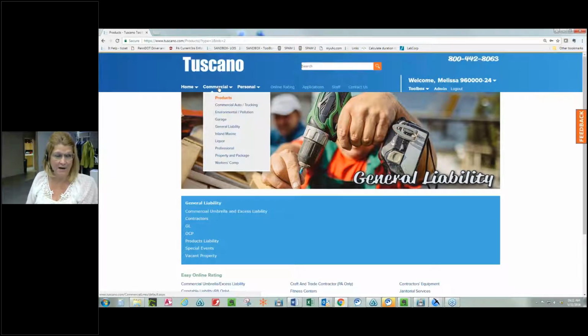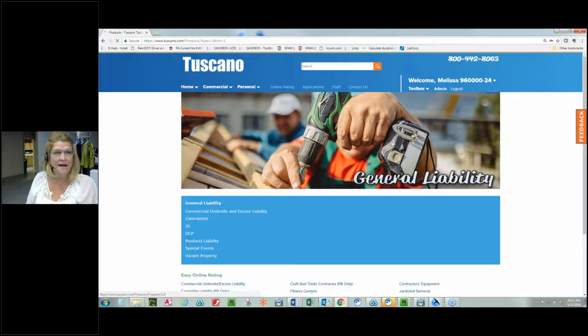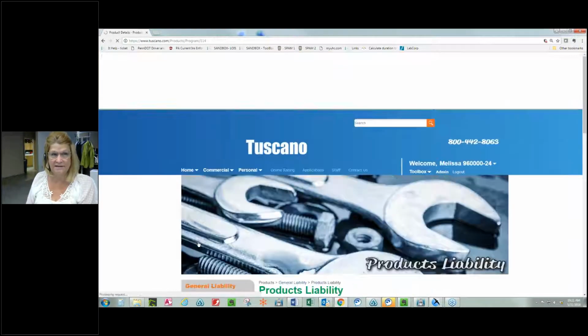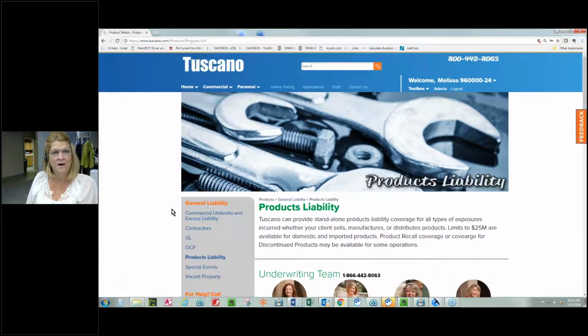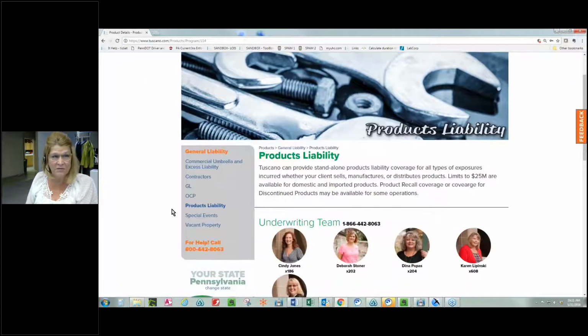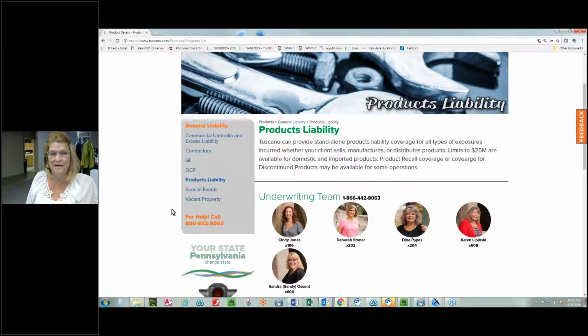So on to products liability. We can write general liability, including products for all types of manufacturers and distributors, anywhere from your medical products, aviation products, to a small in-home bottler of barbecue sauce.